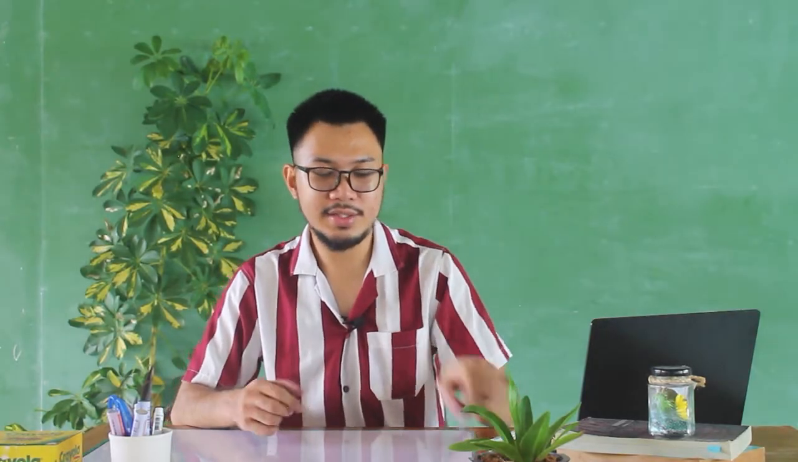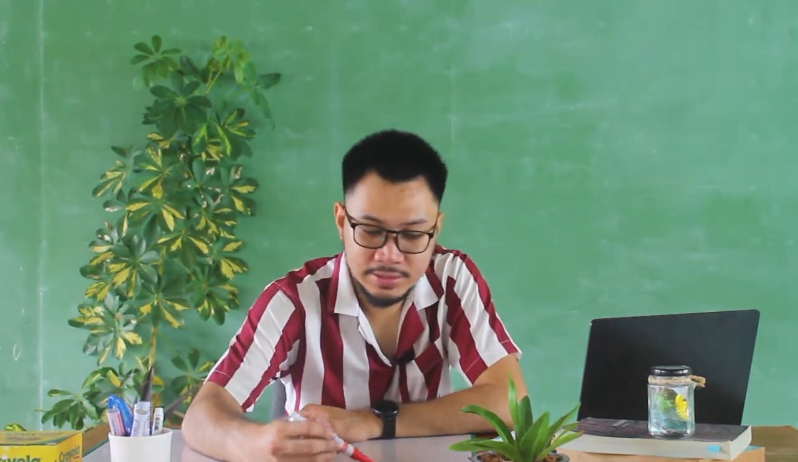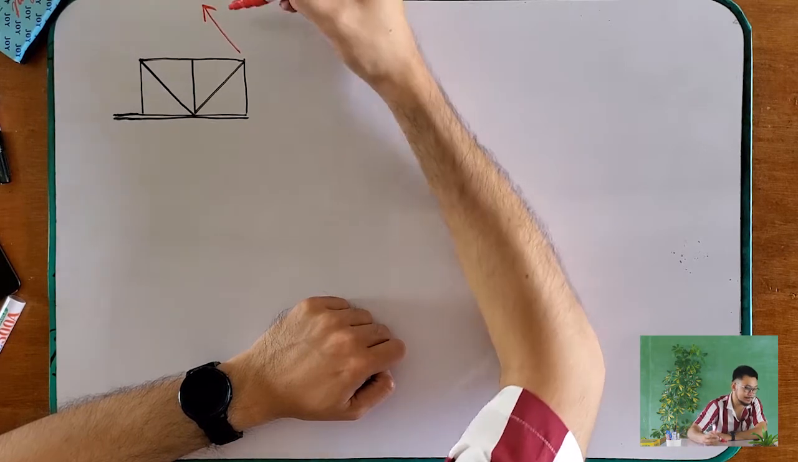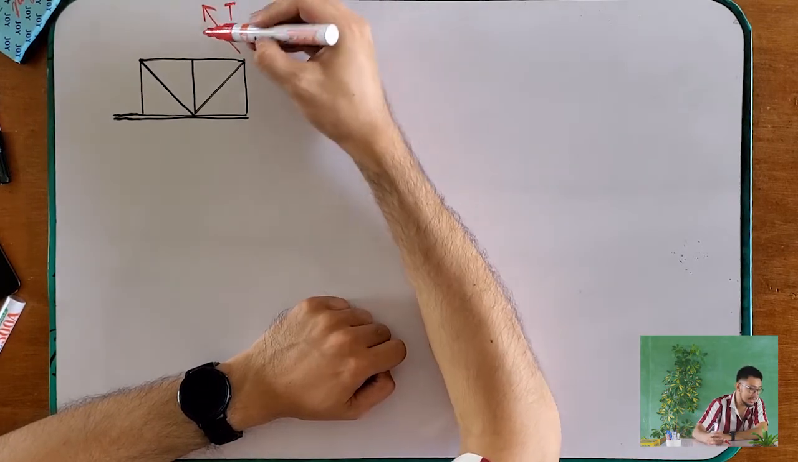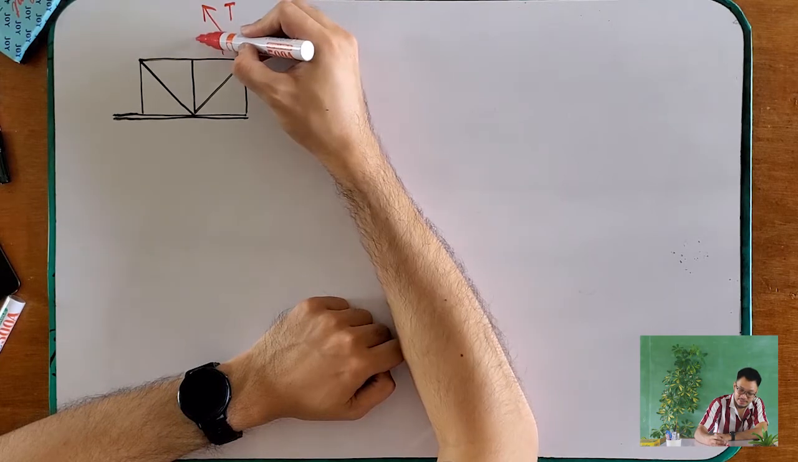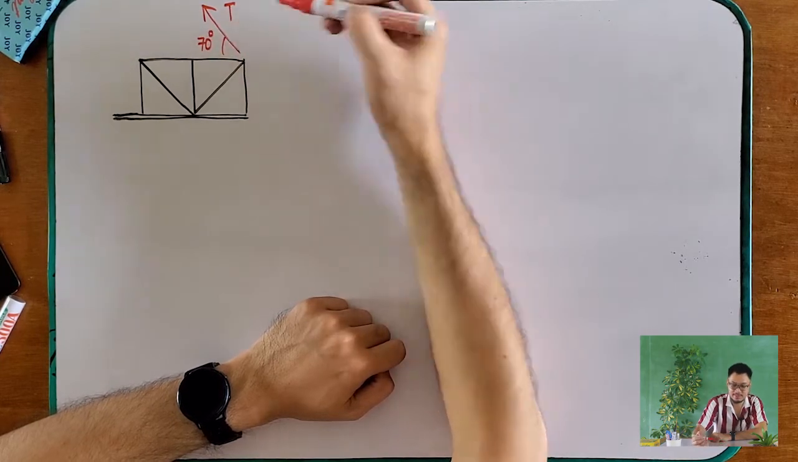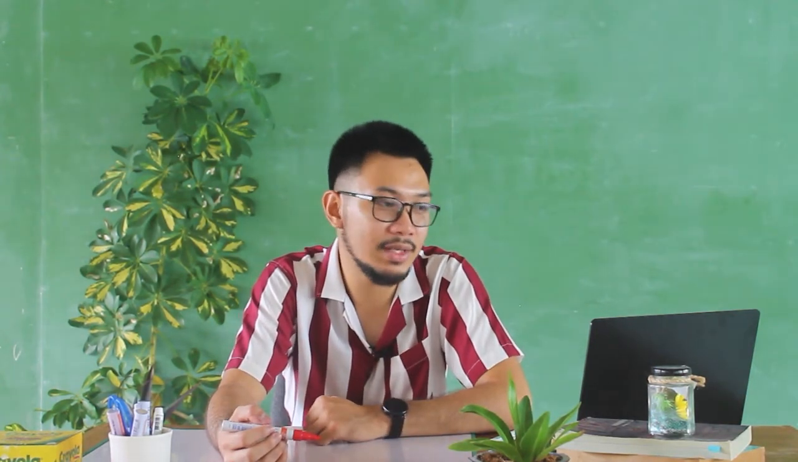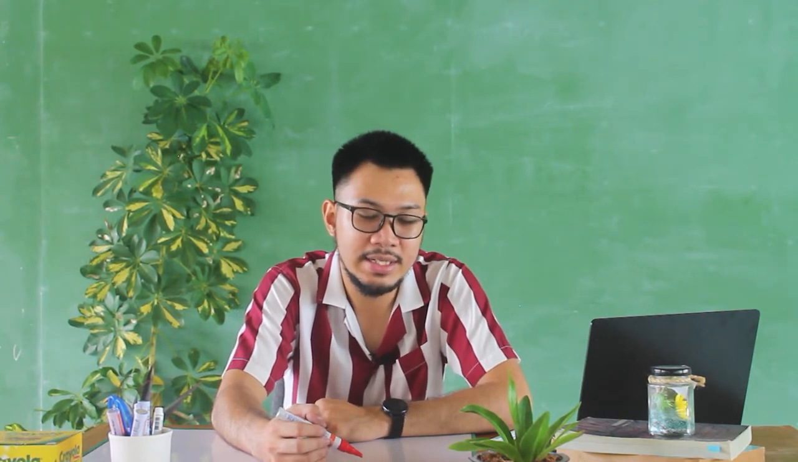Okay. So this is your platform daw. And then according to our drawing, there is a tension in this direction. Let's call this one T at an angle of 70 degrees. As you can see, there is a cable there supporting our platform.